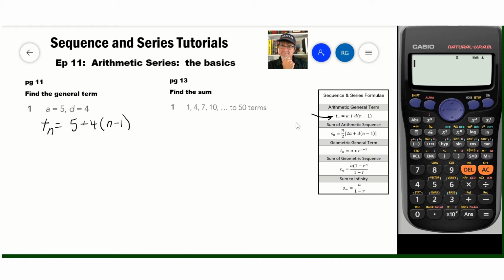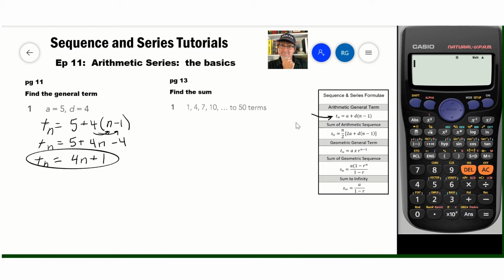Now you have to distribute this 4. So we've got tn equals 5 plus, well, we got to do 4 times n. That's 4n. And then we got to do 4 times minus 1. That's minus 4. And then we got to combine our like terms. So we've got 4n, and 5 minus 4 is just 1. So our general formula in this sequence is tn equals 4n plus 1.